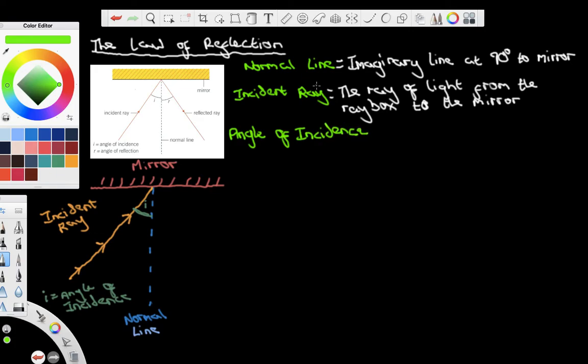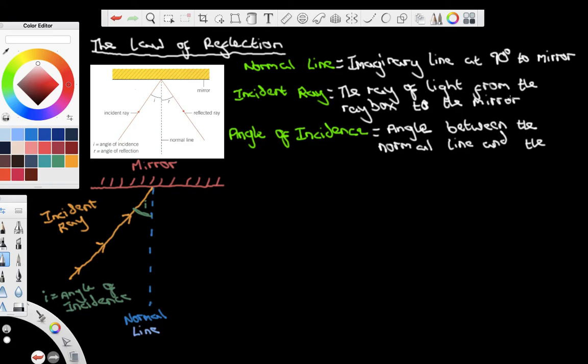And the angle of incidence is the angle between the incident ray and the normal line. So the angle of incidence is the angle between the normal line and the incident ray.